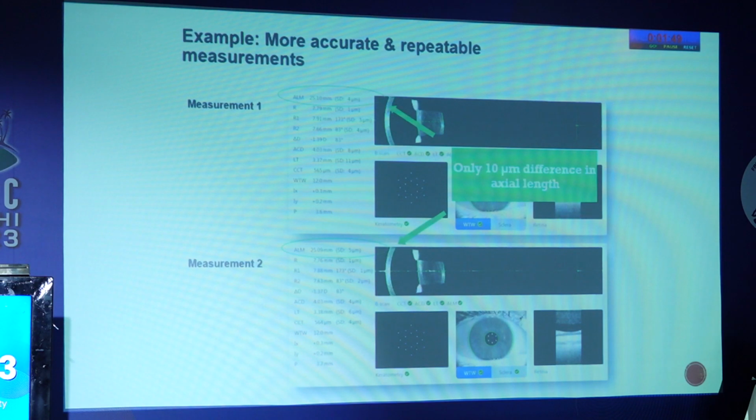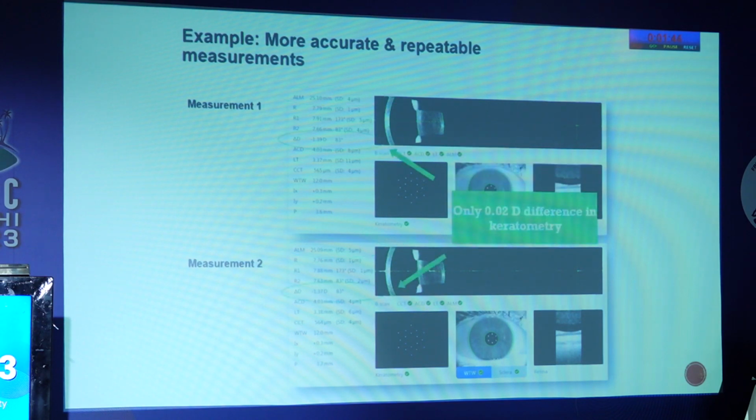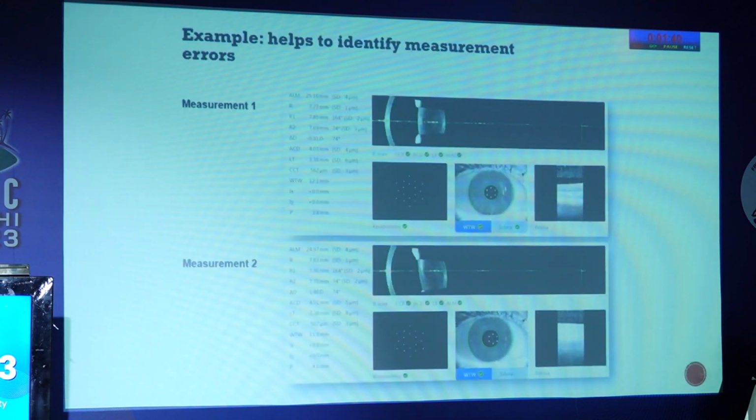Only a 10 micron difference in the axial length, so it's a good catch. Only 0.02 diopter difference in the keratometry. So it helps to identify the errors.